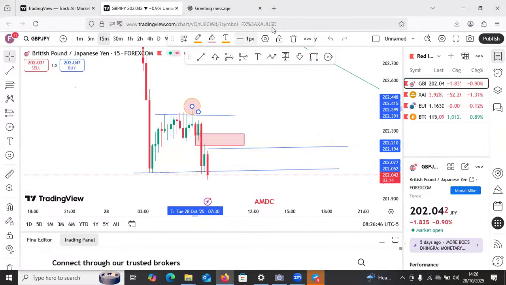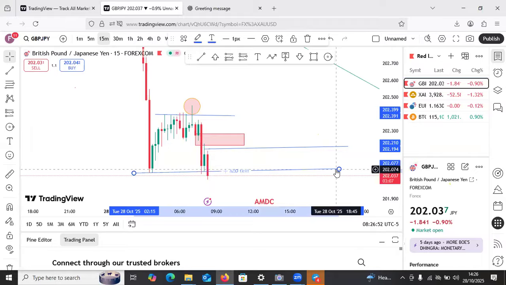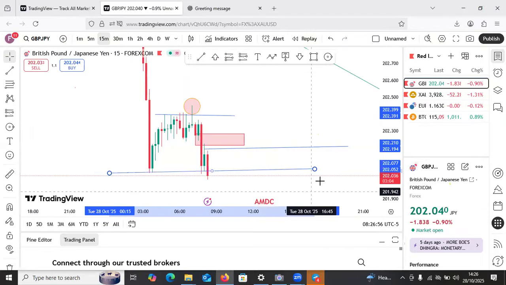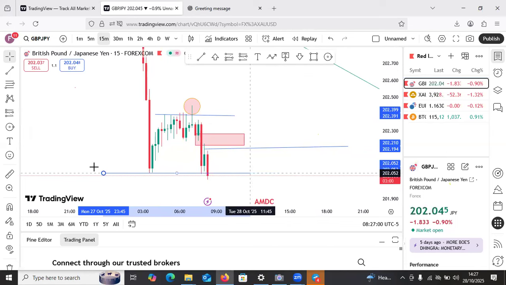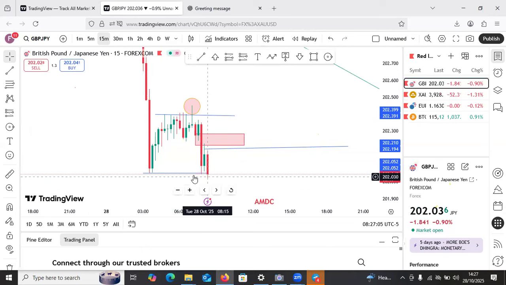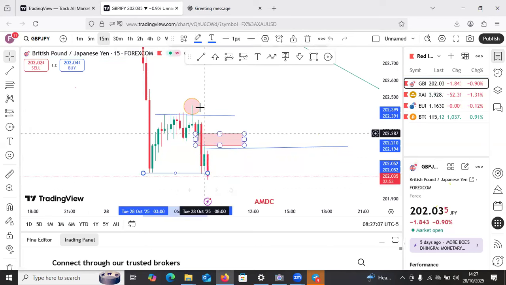Buyers first took the market up. After that, we see an impulsive move down, and price was able to break up from this structure here. This is a break. With the market breaking that structure, this will be a break of structure.